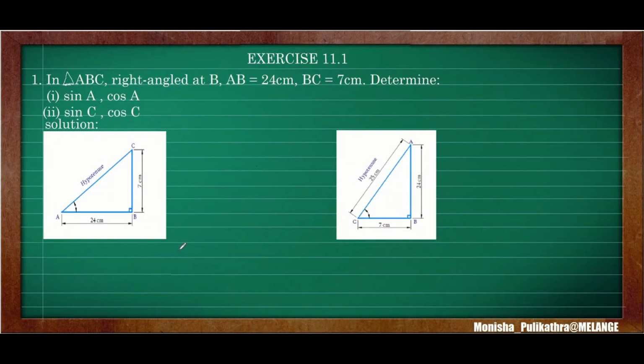Going to the first question of exercise 11.1. The first question is, in triangle ABC, right angle at B. You have to concentrate on the first diagram here. The value for AB is given, AB is 24, and BC is given. You need to find out sin A and cos A. You don't know the value of the hypotenuse, so first you have to find it out. Since it is a right angle triangle, we will find the hypotenuse by using Pythagoras theorem.